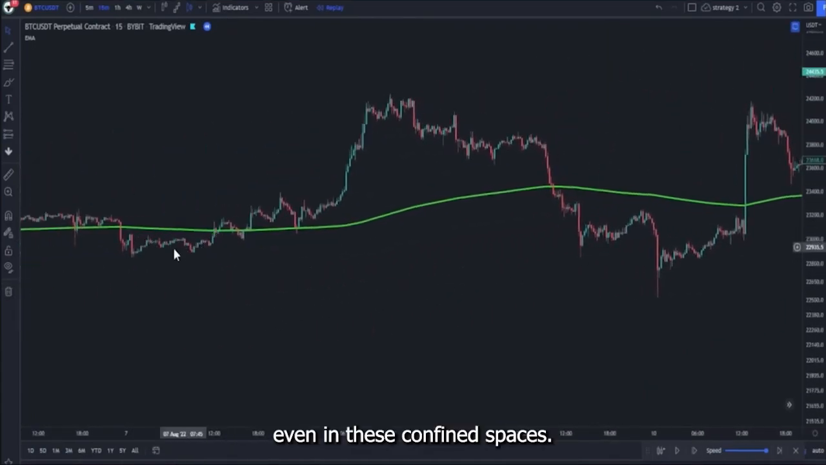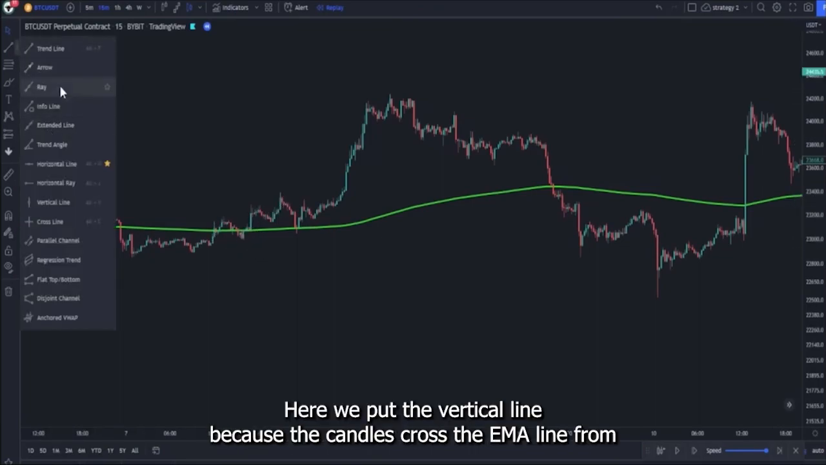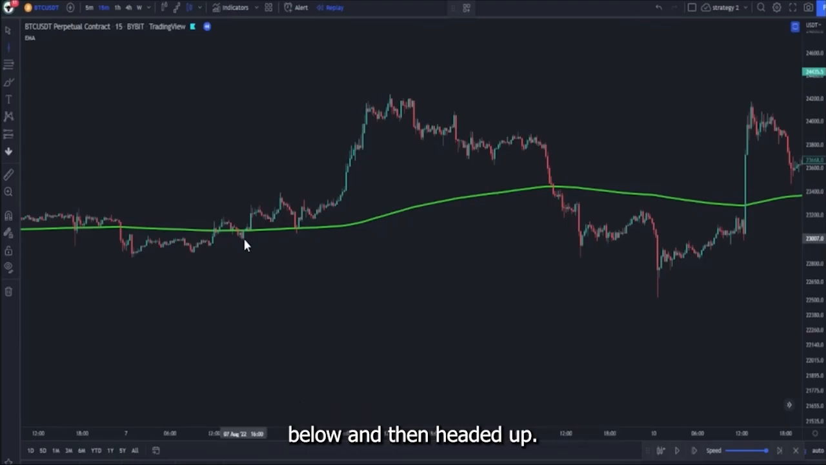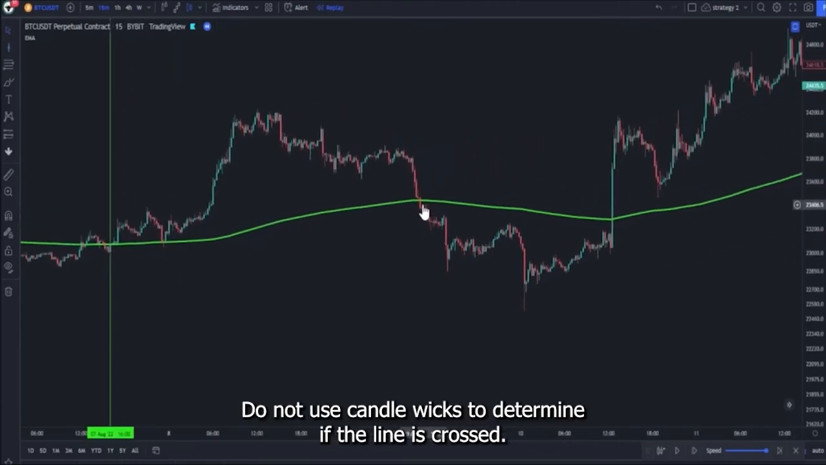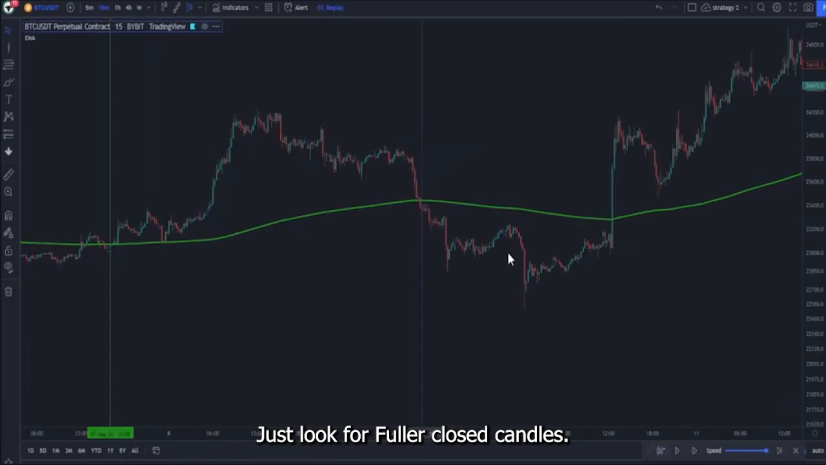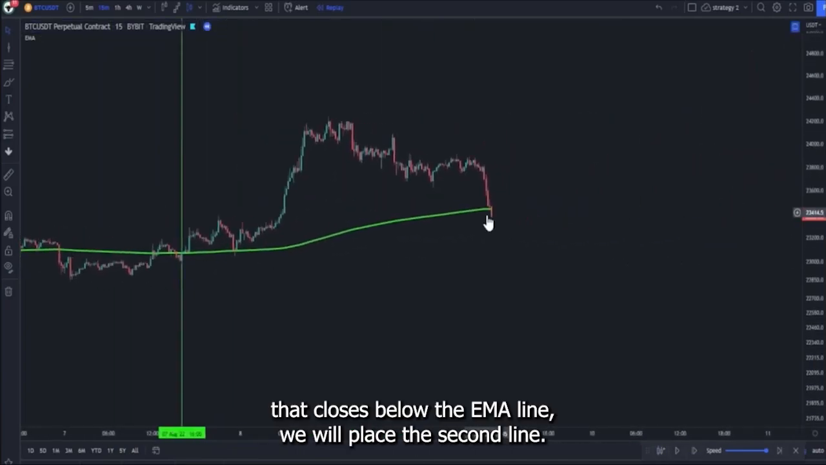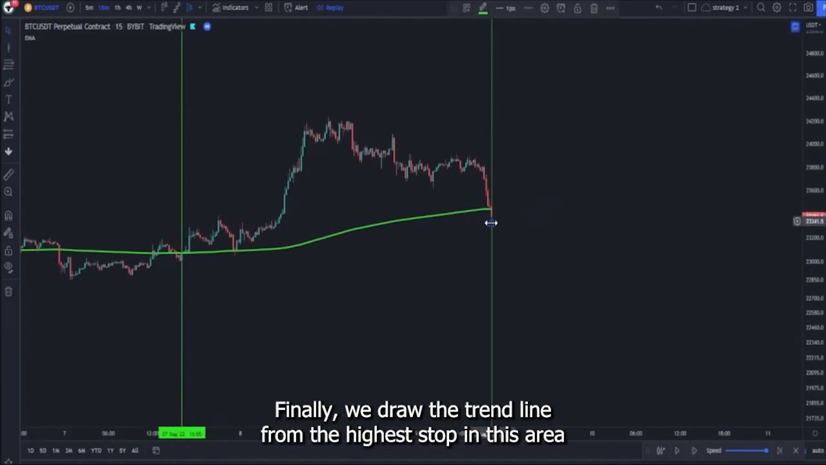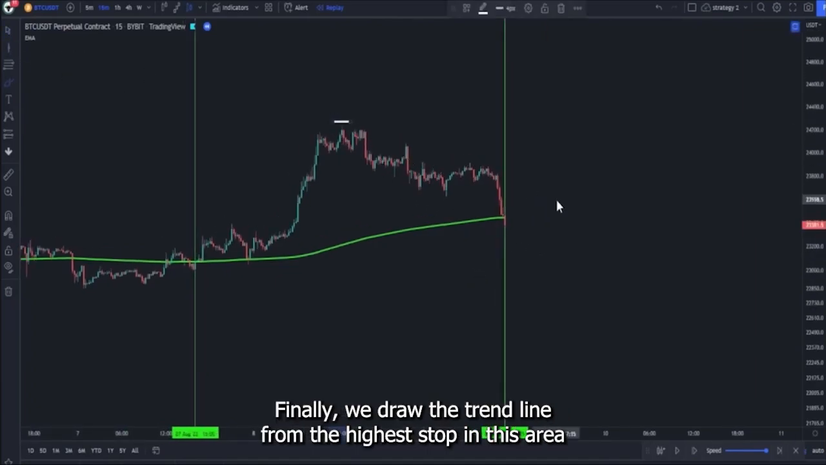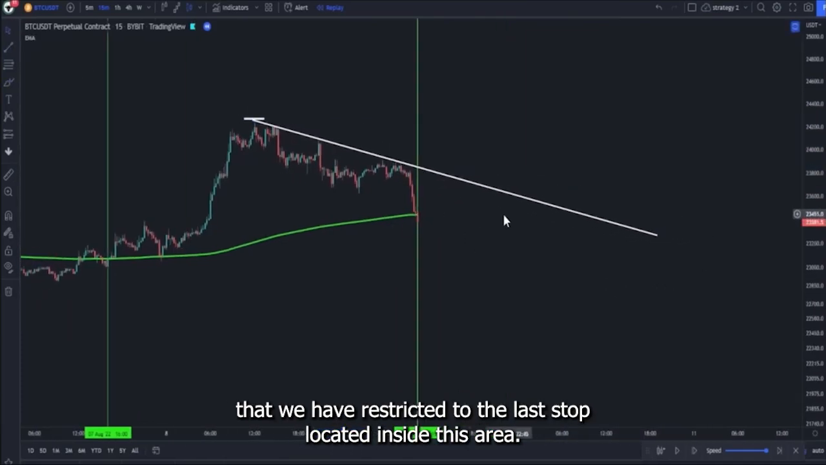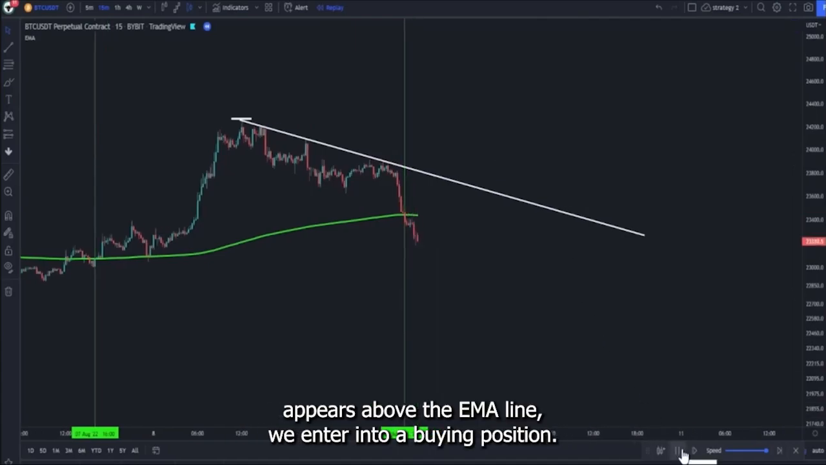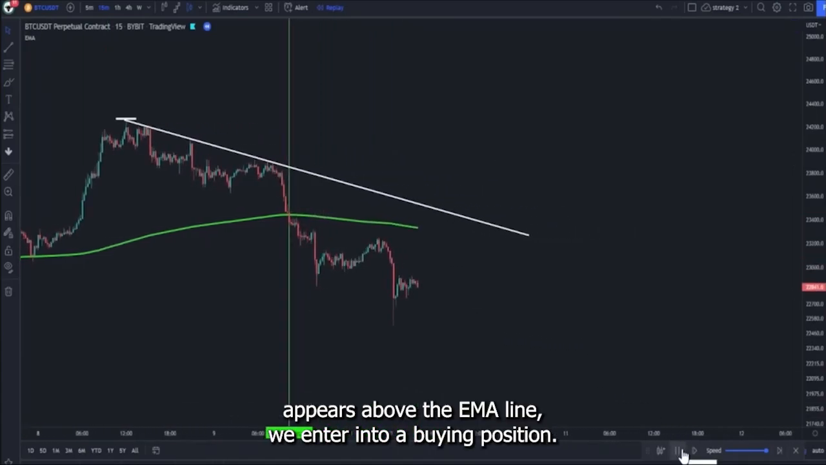Even in these confined spaces, we can look for these signals. Here we put the vertical line because the candles crossed the EMA line from below and then headed up. Do not use candle wicks to determine if the line is crossed. Just look for fuller closed candles. And here, since we have a red candle that closes below the EMA line, we will place the second line. Finally, we draw the trend line from the highest stop in this area that we have restricted to the last stop located inside this area. And when a breakout of the trend line appears above the EMA line, we enter into a buying position.